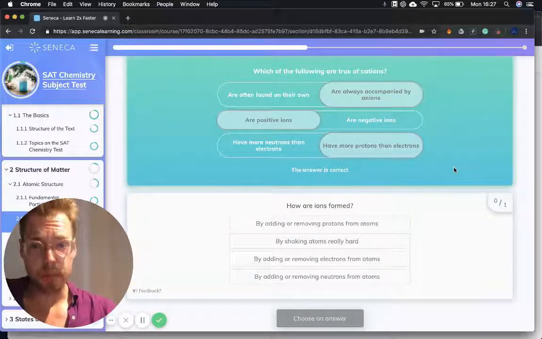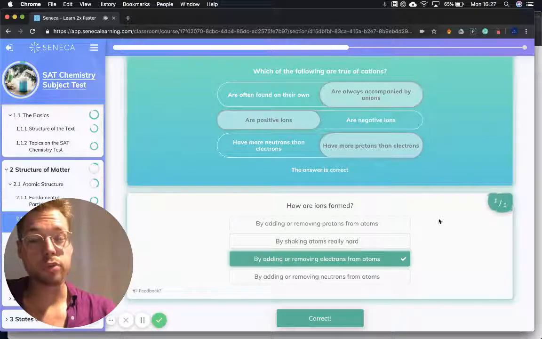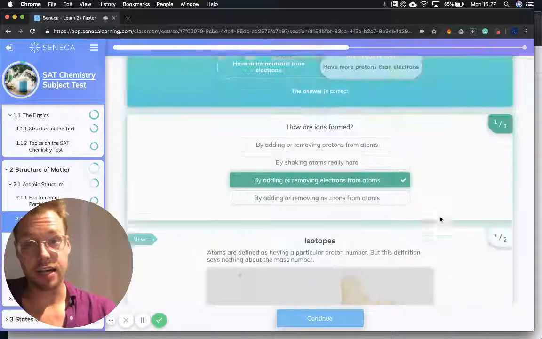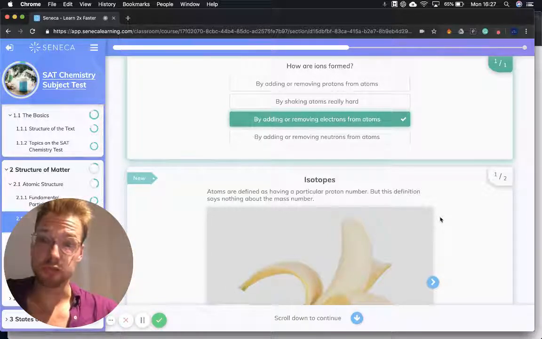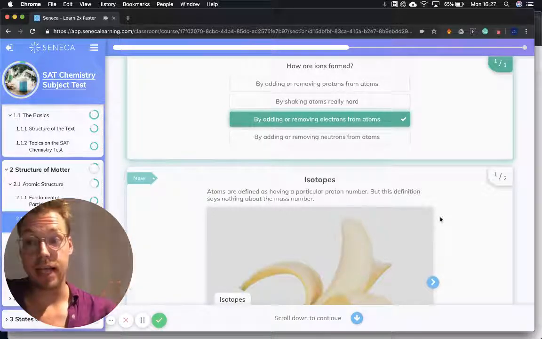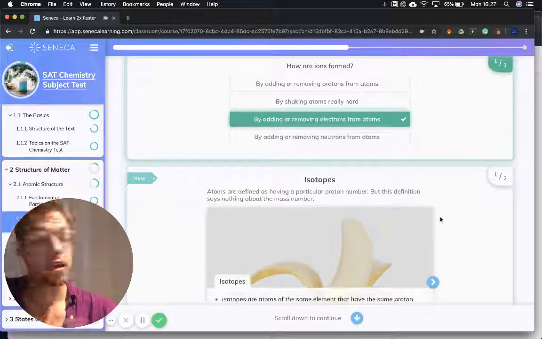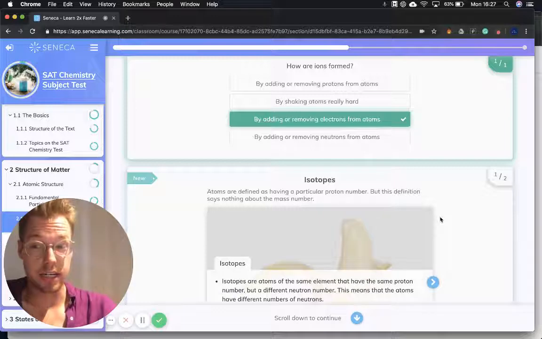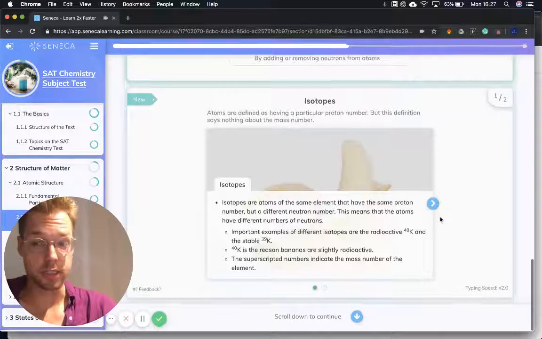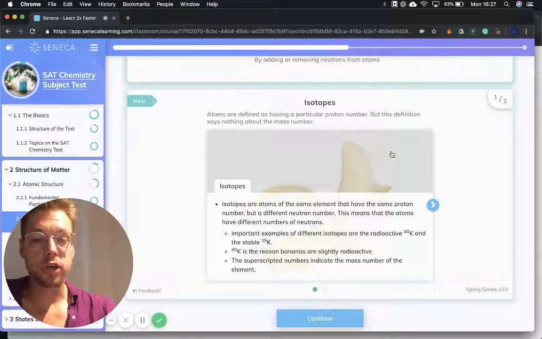Do you remember how ions are formed? It's by adding or removing electrons from atoms. That is how we make ions. It's all about moving electrons. Remember, electrons are in orbitals and shells outside of the nucleus, so it's easier to move electrons than it is protons. Protons sit nicely in that little center in the nucleus. Now we're going to be talking about isotopes.